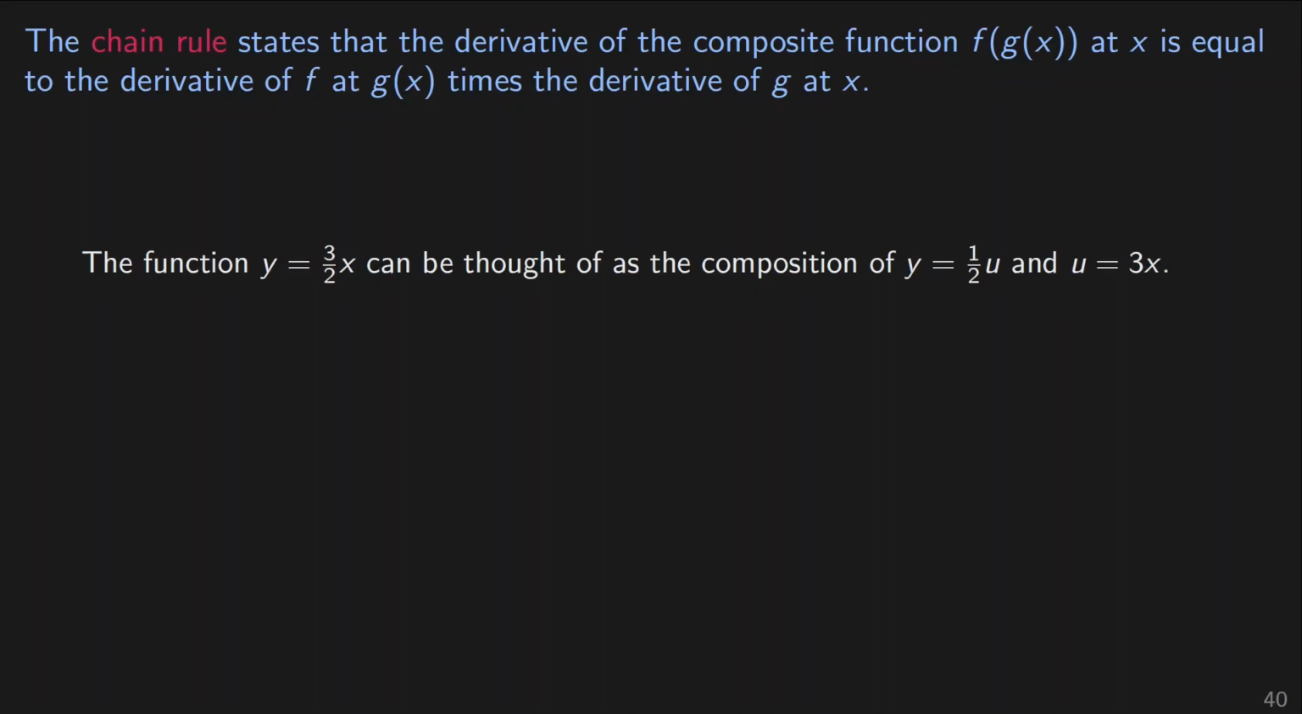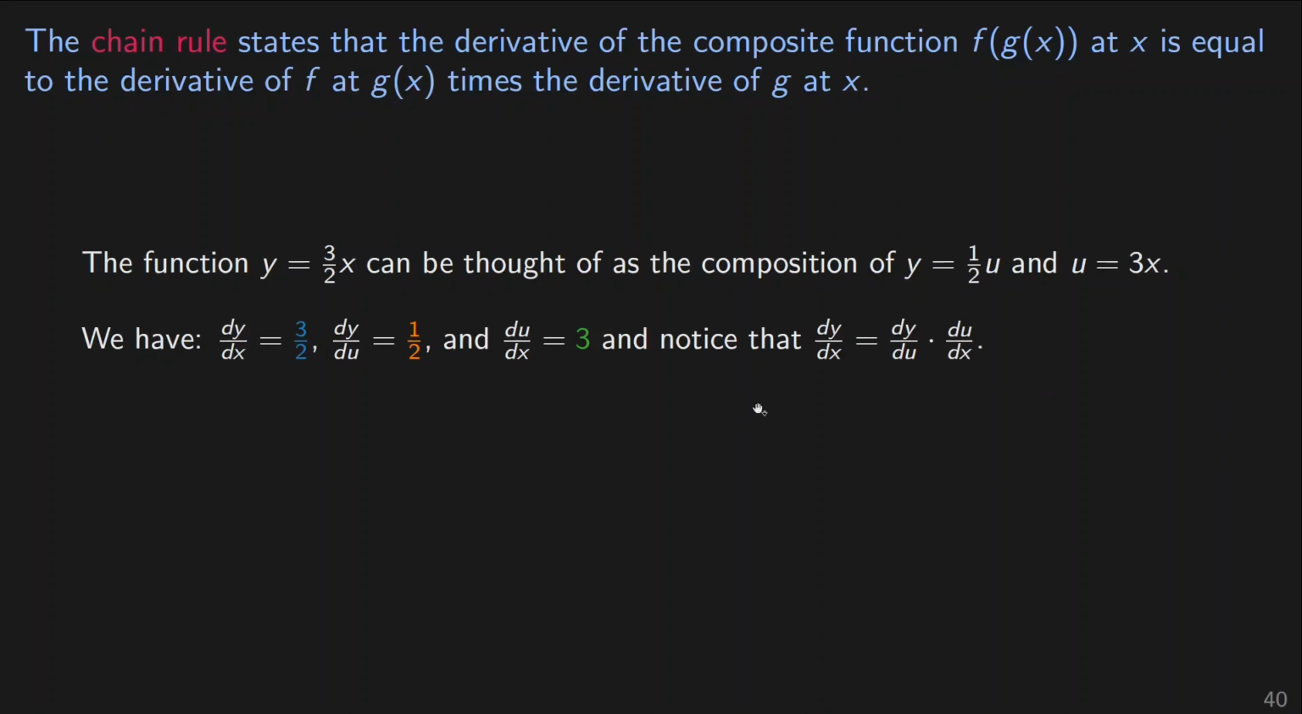Let's look at a very simple example. So let's look at the function y is equal to 3 over 2 times x. It's a very simple function, and we're going to do something artificial, right? A small exercise. We can think of this function as a composition of two functions, and the first function is y is equal to 1 over 2 times u, right? That's the first function. And then u is equal to 3 times x. So now we have two functions, 1 over 2 times u and 3 times x, right? And I can plug in 3 times x in this one, and then I obtain the original function. But you can think of this as two functions that are composed.